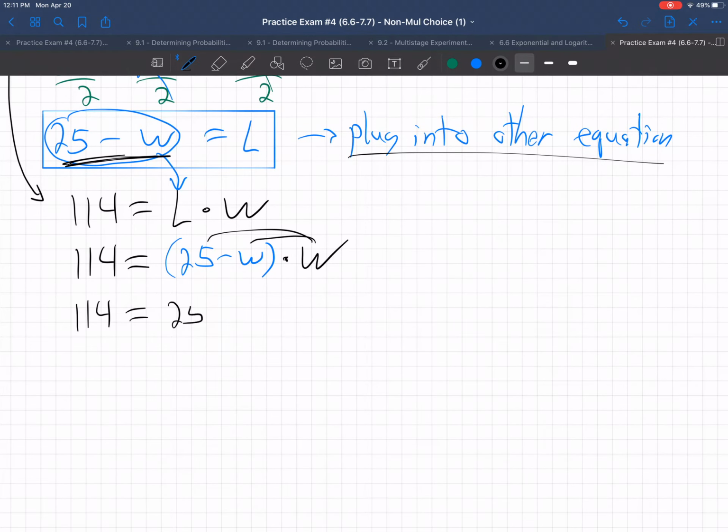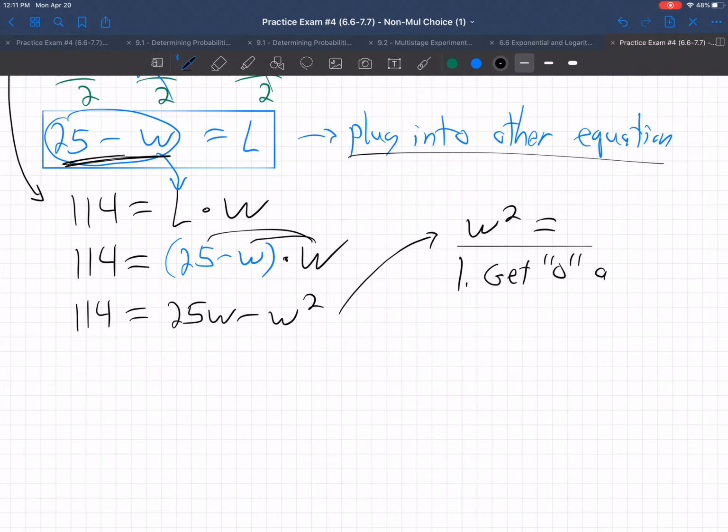114 is 25W minus W squared. Okay, it's time to go into our W squared with an equals plan. How do you solve something like this? Step 1. Get a 0 and move W squared to the side where it'll be positive W squared.